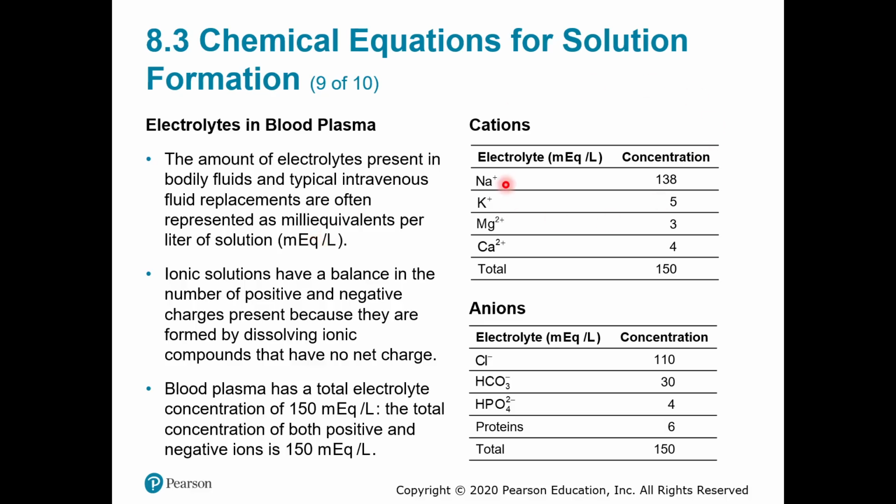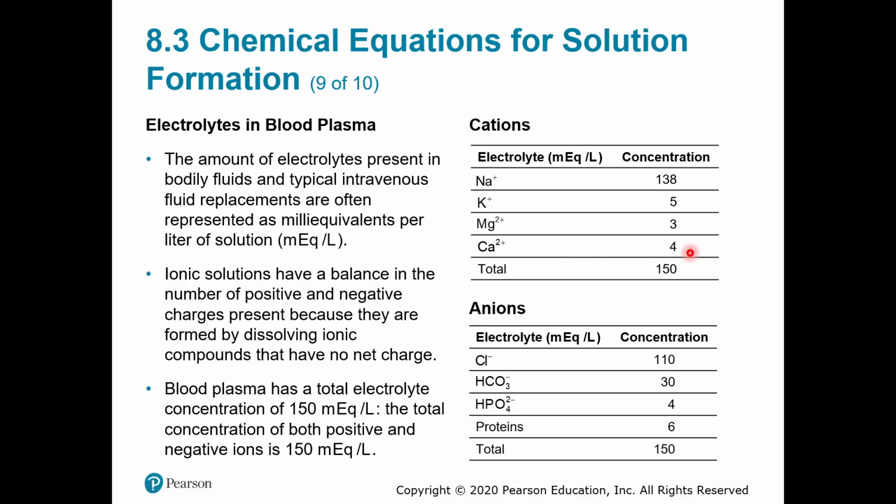So again, sodium right here would have a concentration of 138 milliequivalents per liter. Right here we have potassium. It's 5 milliequivalents per liter. Here we have magnesium 2+. It's going to be 3 milliequivalents per liter. Notice that moles would be half that number, because it has a 2+ charge, so it's counted twice as much.